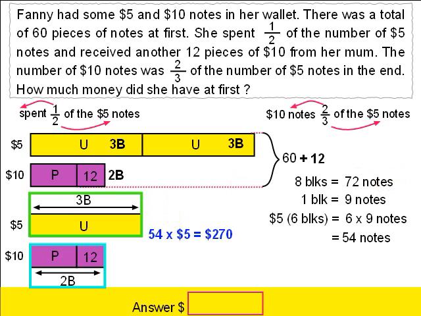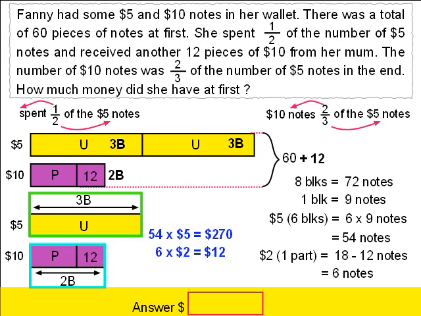Whereas for the total number of $10 notes at first, it was 1 part. Okay, 1 part. Since 1 part is 12 less than 2 blocks. Okay, 1 block is 9, 2 blocks is 18. So we take 18 minus 12. That gives us 6 notes. Okay, 6 notes of $2 in equivalence to value. We take 6 times 2. That gives us $12.